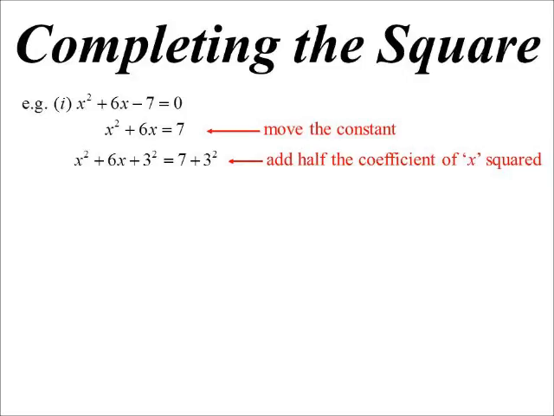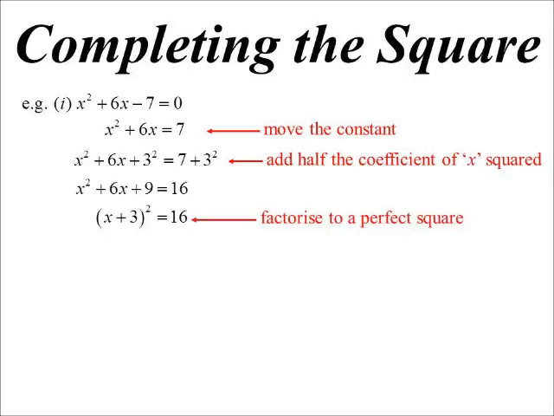We add half the coefficient, and this is where your grammar's important, of x, not half the coefficient of x squared. Okay? So half the coefficient of x is 3, and we square it. And what that does, of course, is on the left-hand side creates a perfect square. There it is, x squared plus 6x plus 9, which of course becomes x plus 3 all squared.